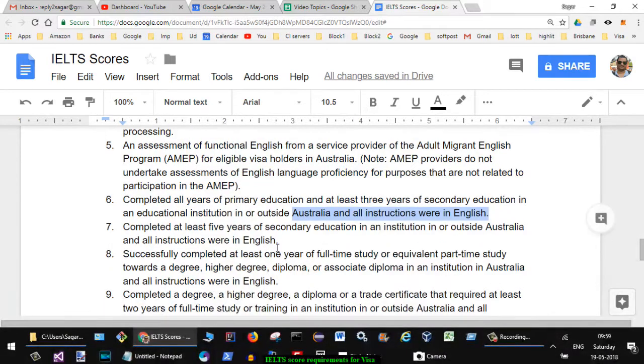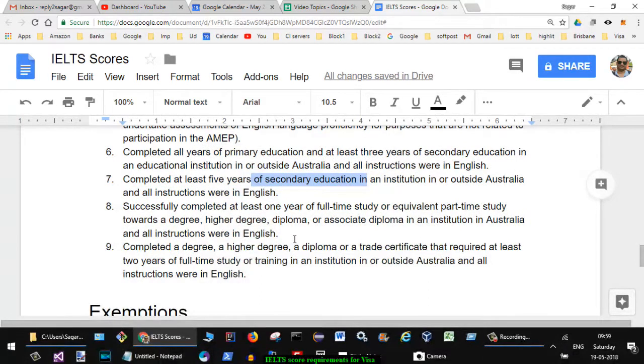Another way to prove your proficiency is having completed at least 5 years of secondary education in an institution in or outside Australia, that is from 5th to 10th. If you have done the education in English, then you don't need to give the IELTS exam. Then another way to prove proficiency is this. All these conditions or rules are applicable only for the secondary applicant, not for the primary.